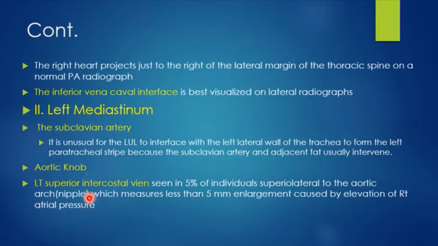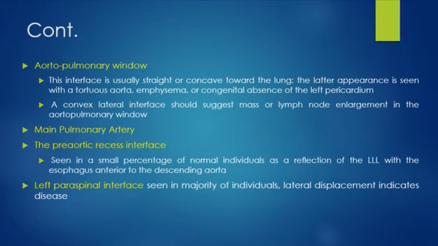Aortic knob. Down we have the left superior intercostal vein, seen in 5% of individuals, superolateral to the aortic arch, which is called the aortic nipple, and measures less than 5 millimeter. Enlargement is caused by elevation of right atrial pressure. Aortopulmonary window. This interface is usually straight or concave toward the lung. The latter appearance is seen with a tortuous aorta, emphysema, or congenital absence of the left pericardium, so the concave appearance is abnormal. A convex lateral interface should suggest mass or lymph node enlargement in the aortopulmonary window.